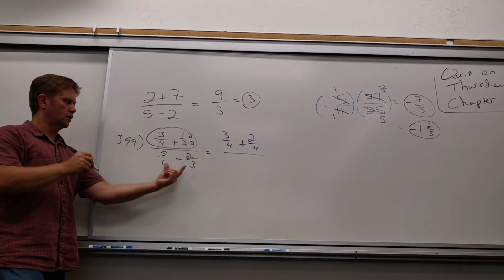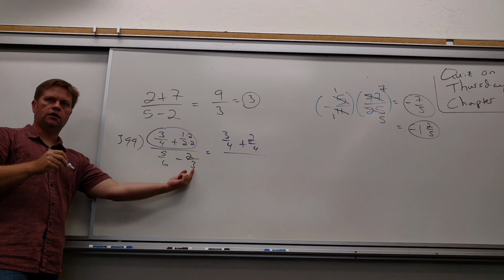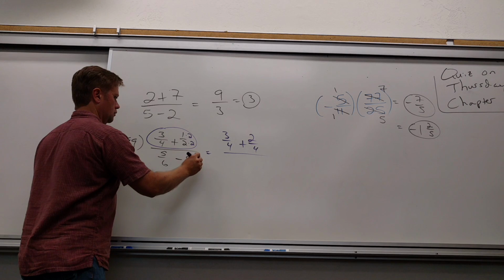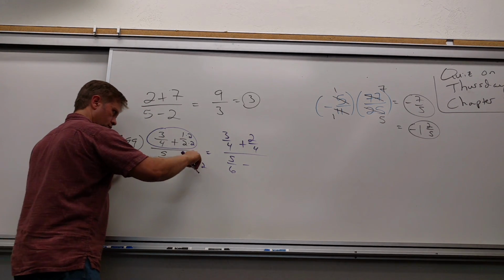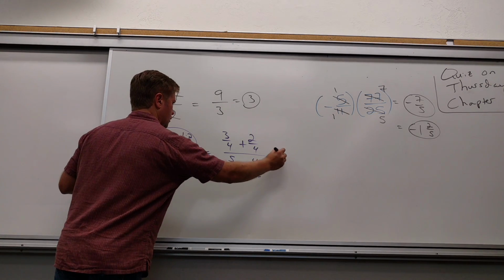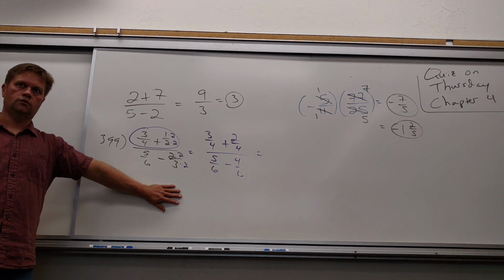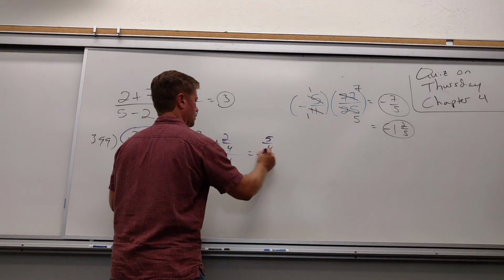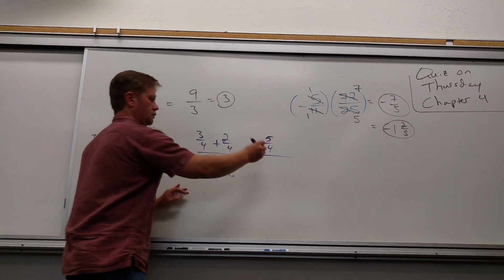And then this one needs what? Yeah, it needs 2. I like it, so they can both be 6. So now it becomes 5/6 minus 4/6. So what do I get on the top there? Good, 5/4, divided by 1/6.